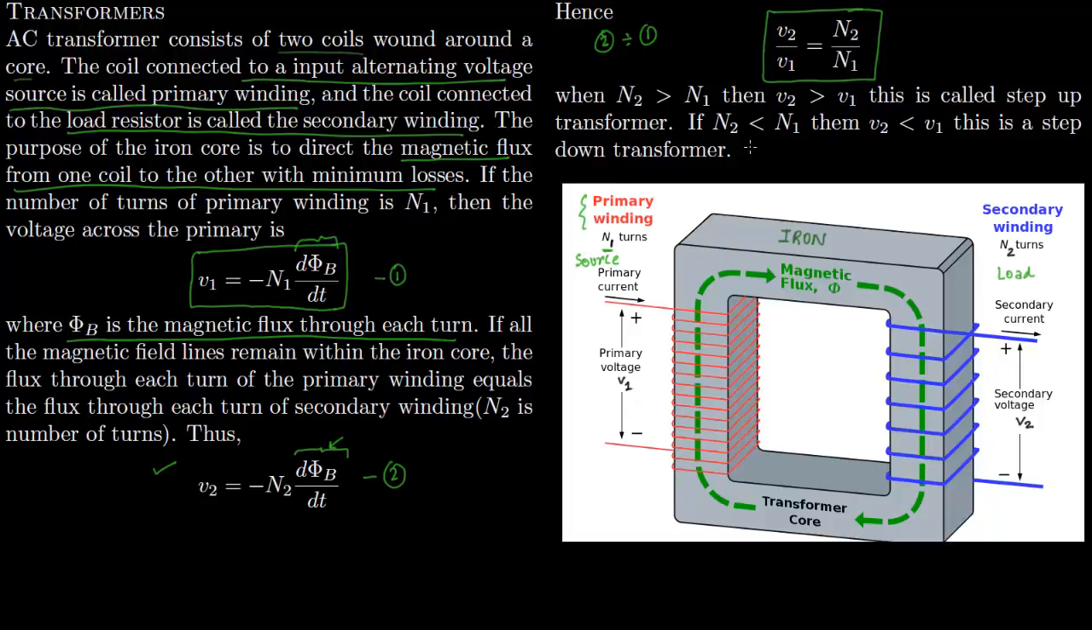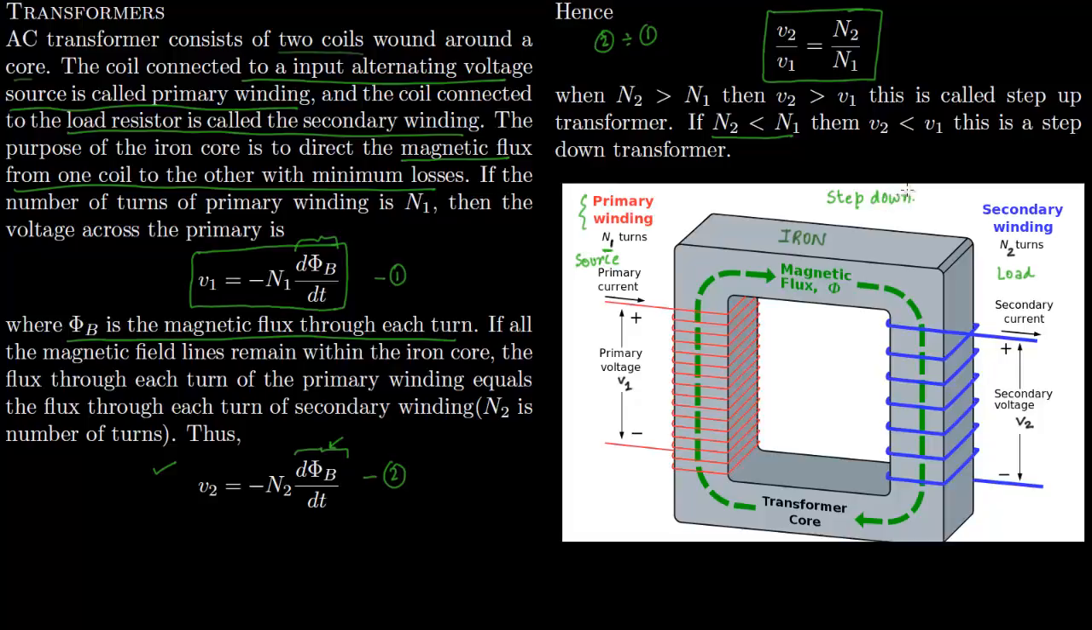If N2 is less than N1, then V2 is less than V1. This is a step down transformer. A step down transformer takes high voltage and makes it lower voltage. You have decreased the numerator in terms of number of windings, therefore the voltage will also have to decrease. For example, in this example, you can see that N1 is much bigger. The red turns are much more than the blue turns. So we have the condition N2 is less than N1. This is an example of a step down transformer.